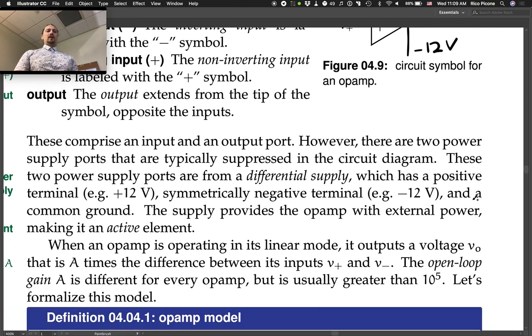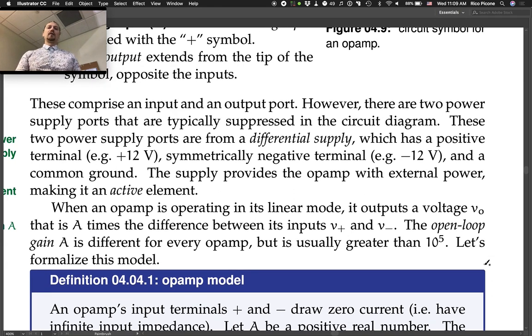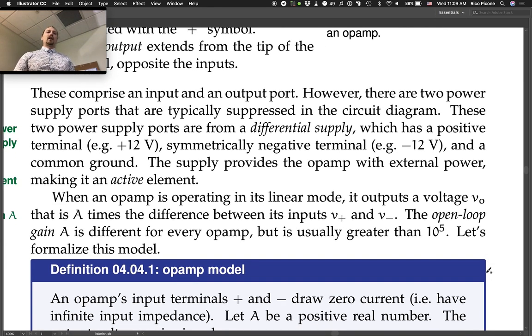So, when an op amp is operating in its linear mode, it outputs a voltage, Vout, that is A times the difference between its inputs, V plus and V minus. We call A the open loop gain, and it's different for every op amp, but it's usually greater than 10 to the 5. So 10 to the 5, 100,000 is the open loop gain.